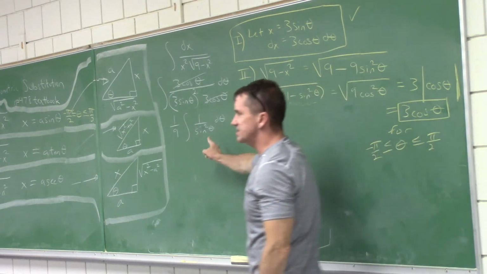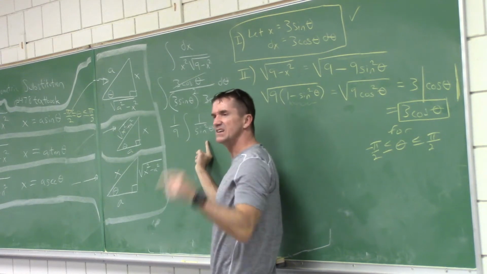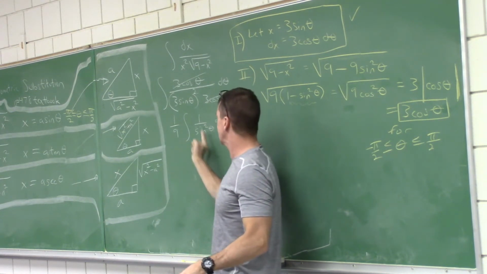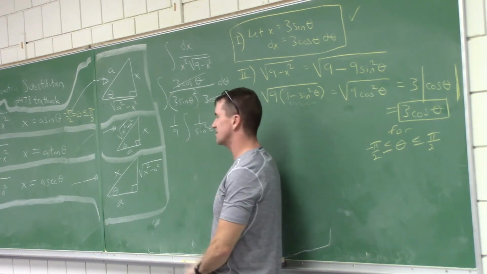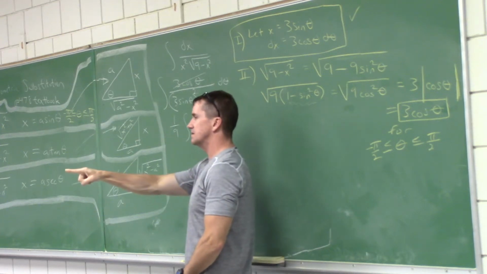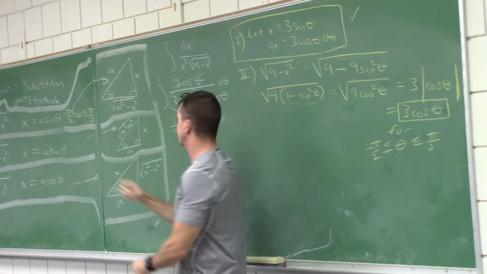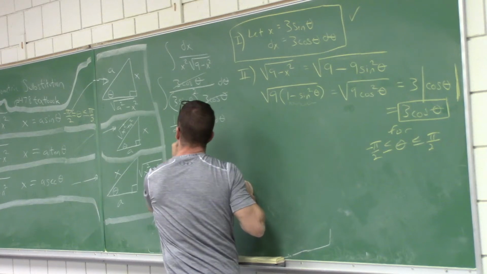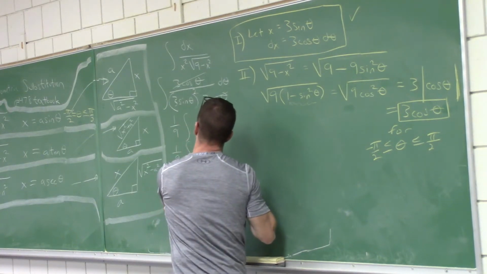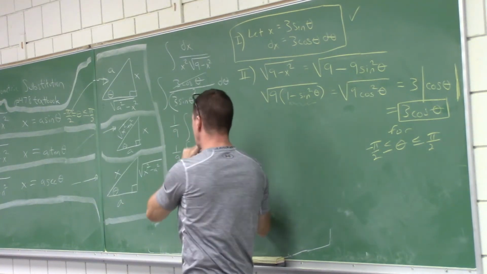Is that the power reducing identity? No, because it's in the denominator. Can I get that up in the numerator? I'm trying to do this integral. Is it cosecant squared x theta? Reciprocal button? Okay. Now, what's that integral?